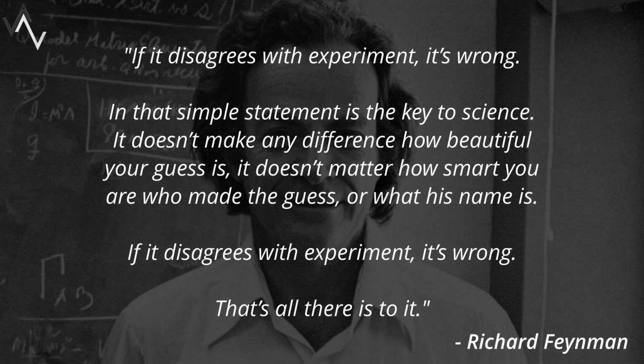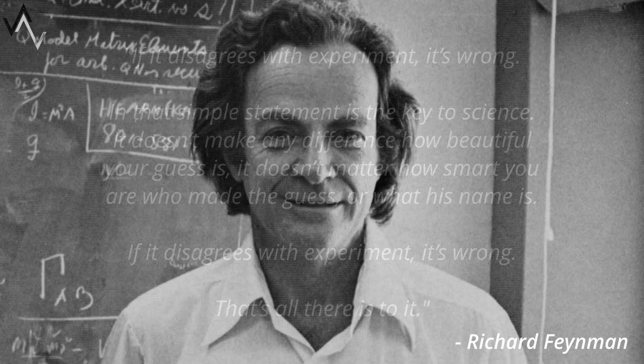Richard Feynman offered perhaps one of the best definitions of science and the scientific method in one of his lectures. If it disagrees with experiment, it's wrong. In that simple statement is the key to science. It doesn't make any difference how beautiful your guess is. It doesn't matter how smart you are, who made the guess, or what his name is. If it disagrees with experiment, it's wrong. That's all there is to it.